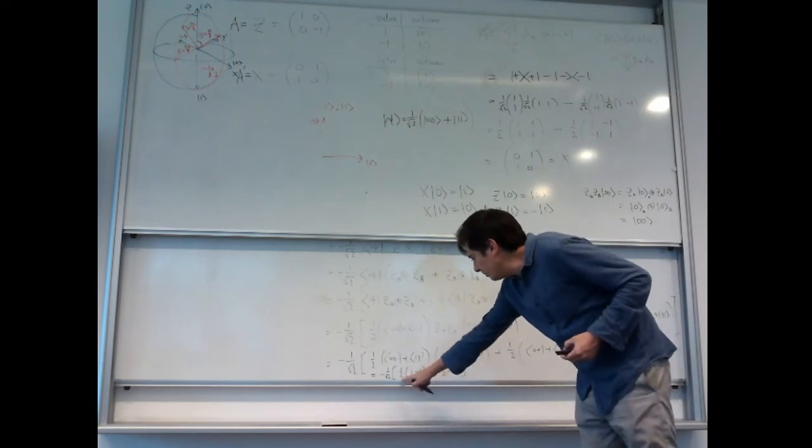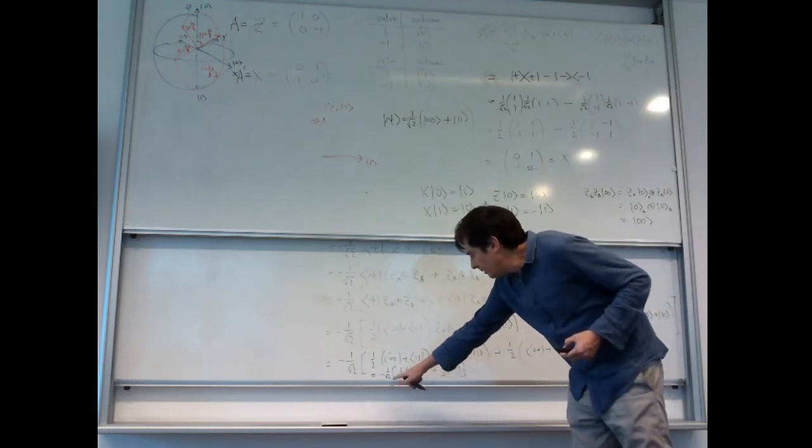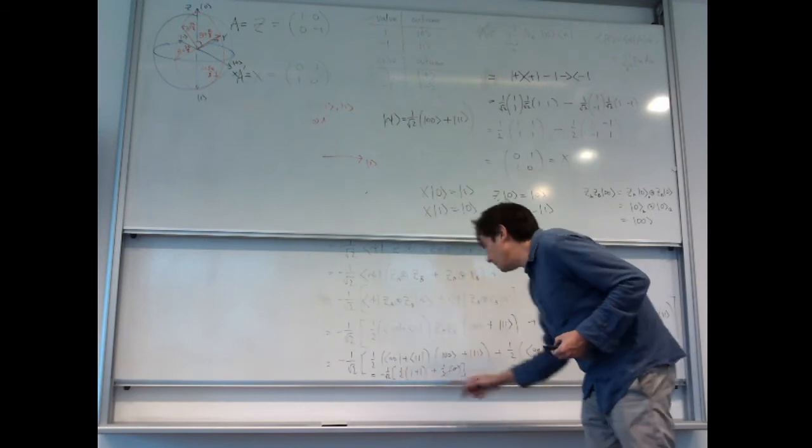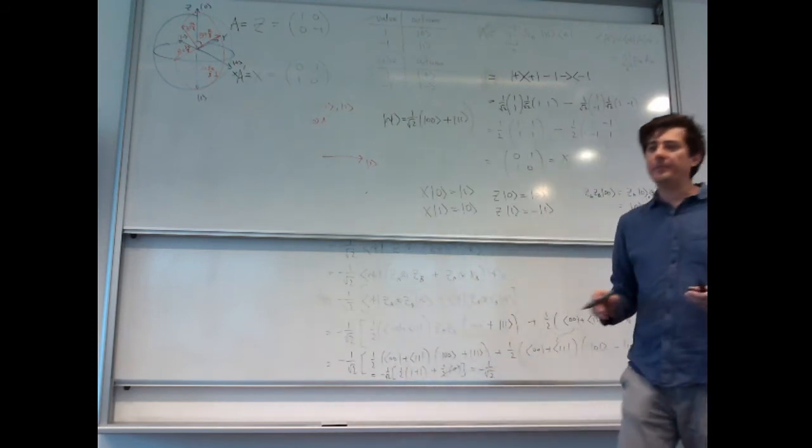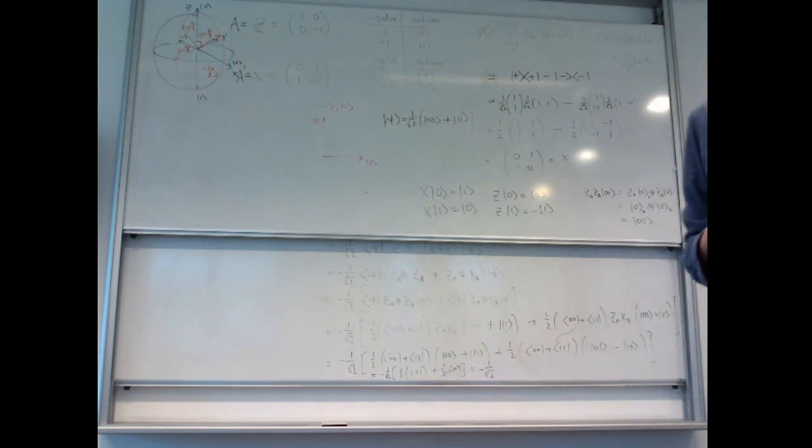That's 2. 2 times a half is 1. 1 times 1 over root 2 minus is, so our final answer is 1 over root 2. Okay, so that's the first one. Do you think you can do the other ones?